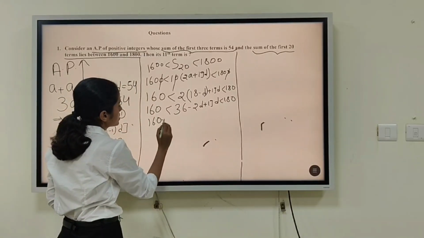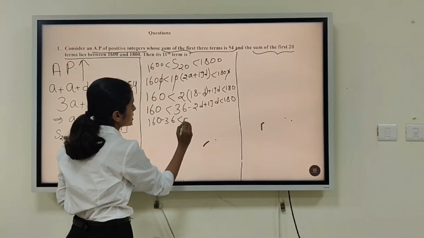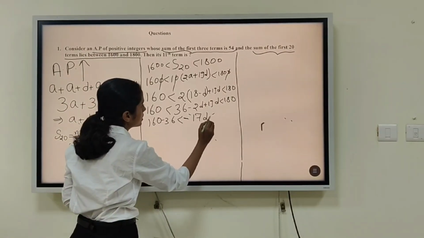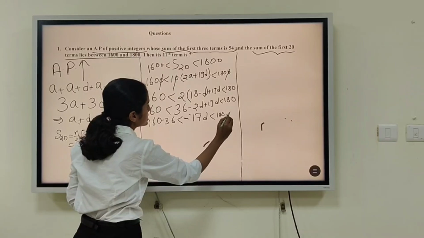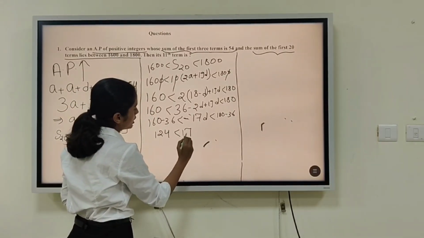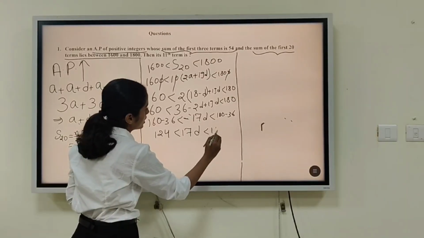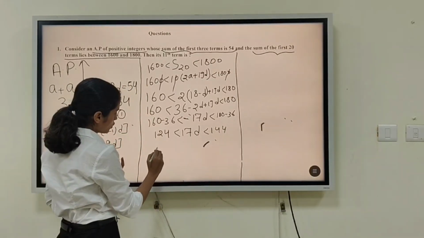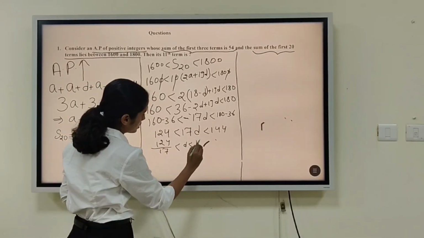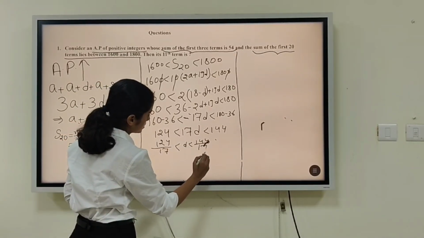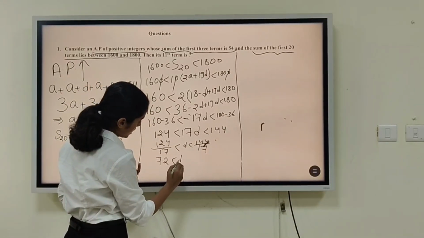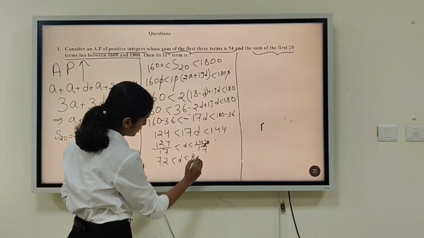After subtracting 36, it comes out 17D, 180 minus 36. So simply we get 124, 144. So now we will get D in the range of this, and it comes around 7.2 and it will be around 8.4.